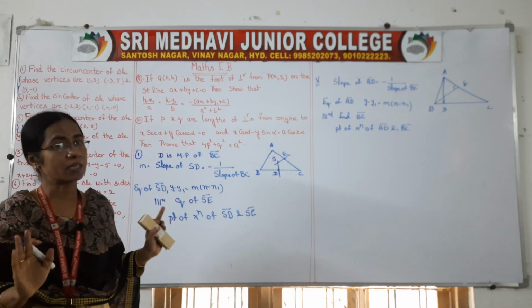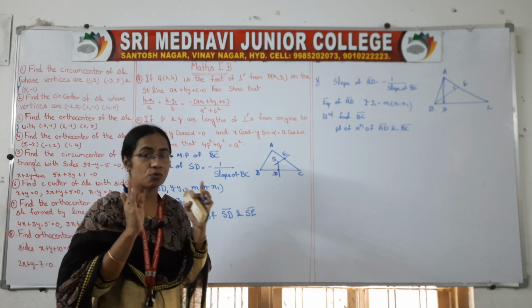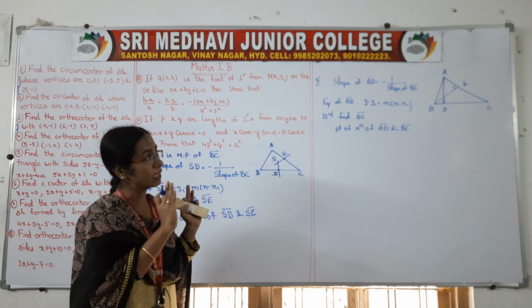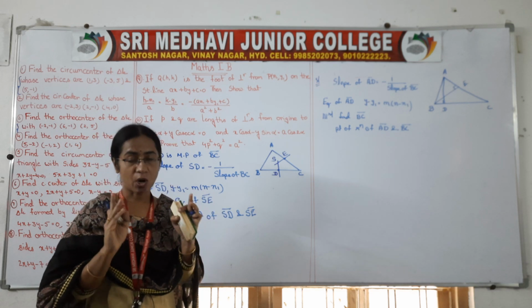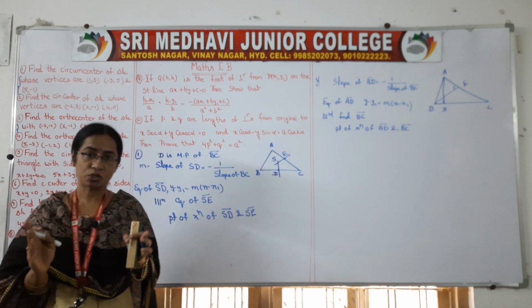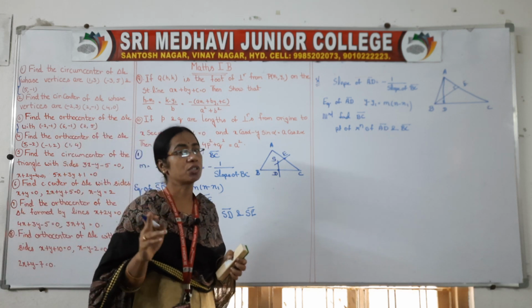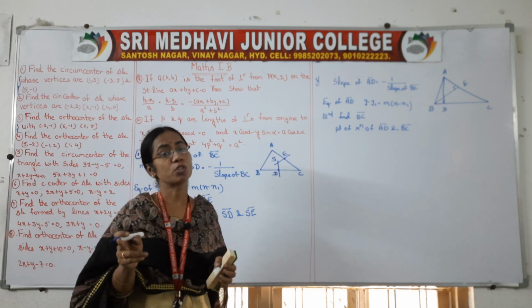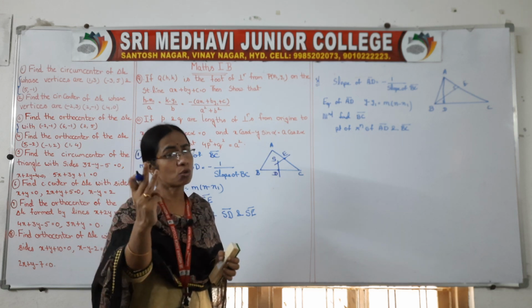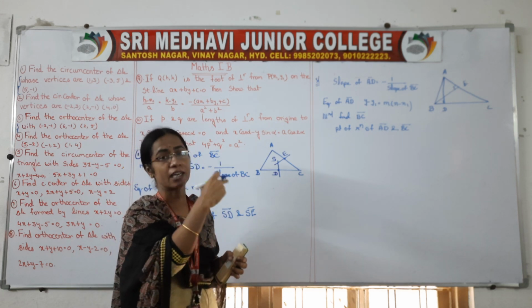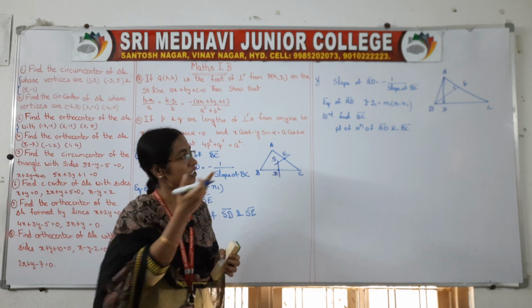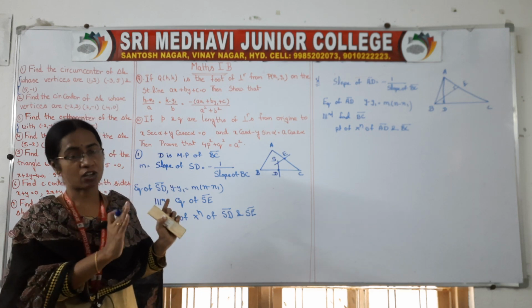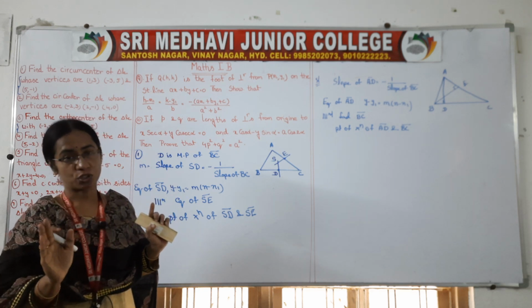So that is the concept, the method of this problem. First of all, be clear about what is meant by orthocenter. Orthocenter is the point of intersection of altitudes. Altitude is a perpendicular line from a vertex to the opposite side. So take two altitude equations, AD and BE, and find their point of intersection. That is your orthocenter. That is the method and concept of your third and fourth problems.